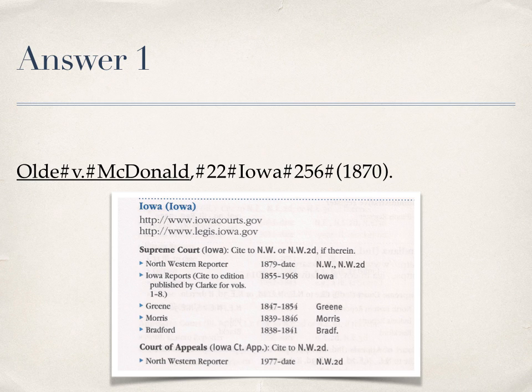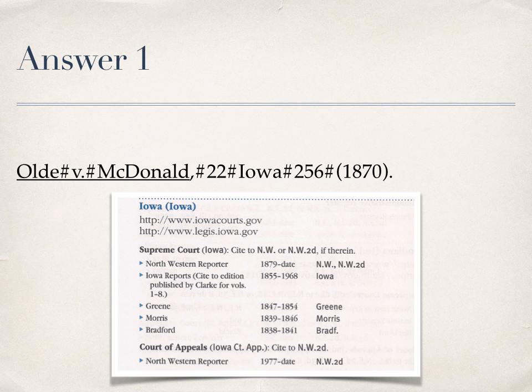But wait a minute. That reporter title unambiguously conveyed the name of the jurisdiction. Therefore, under Rule 10.4b, we can eliminate the Iowa from our parenthetical. The only information needed in the closing parenthetical is the date of decision, 1870. Note here that I did remember to end my cite with a period.